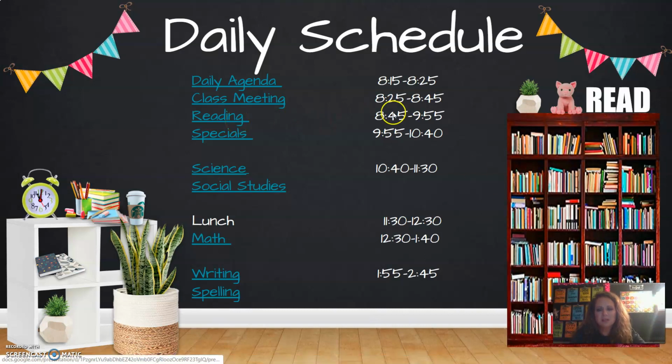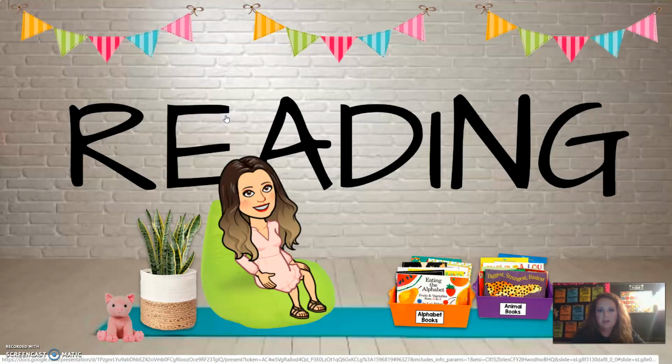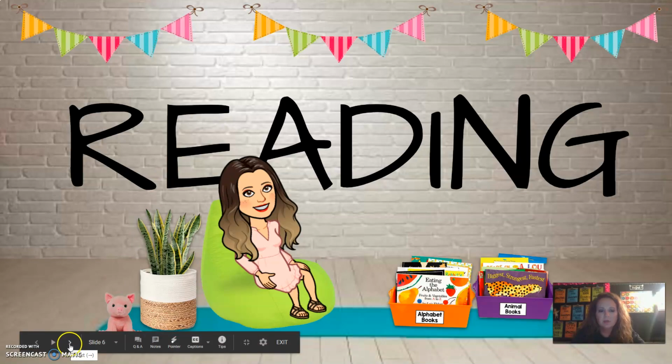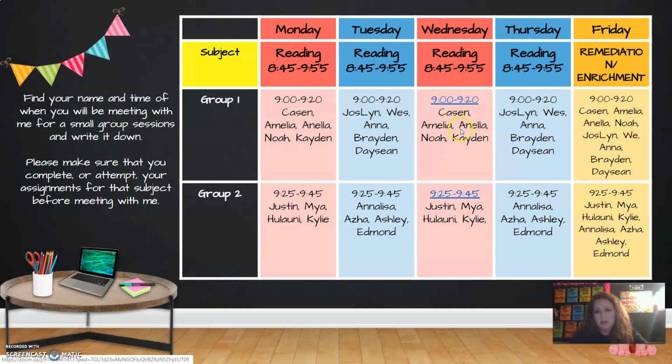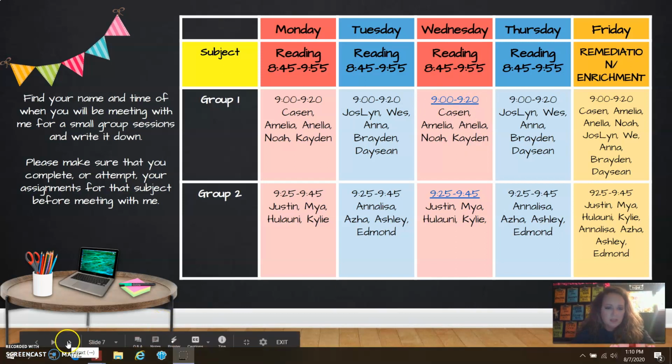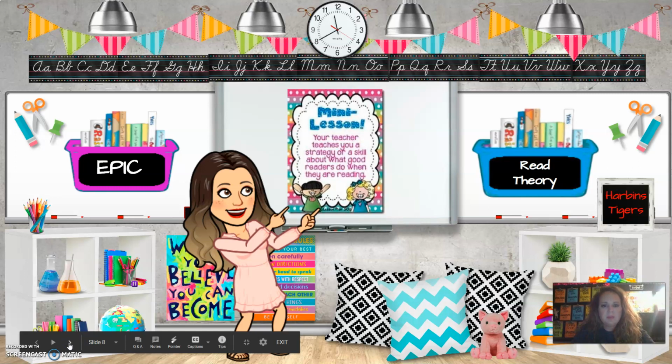The next subject is reading. This is 8:45 to 9:55. So when they click on reading, each subject will have a title page. So they'll see the title page, and all they need to do is click the arrow to go to the next. This is our small groups. Miss Thompson, I will add her small groups when she sends that to me. So I would recommend that your child writes their time down. Their time isn't going to change. So all they have to do is find the day, find their name, and then click on the time to join the small group. Then they will continue with the arrow, and this will bring them up to their reading.